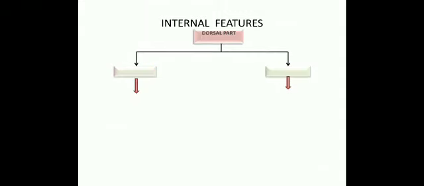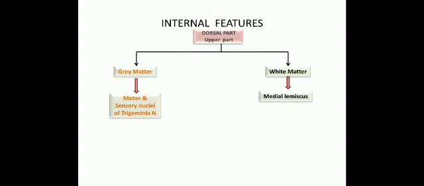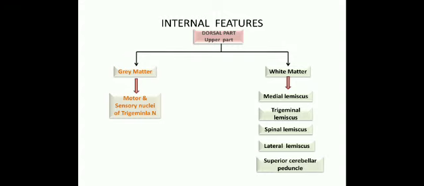fibers. In the dorsal part, the upper aspect, there is grey matter and white matter. The grey matter consists of the motor and sensory nuclei of the trigeminal nerve. The white matter includes the medial lemniscus, trigeminal lemniscus, spinal lemniscus, lateral lemniscus and the superior cerebellar peduncle.